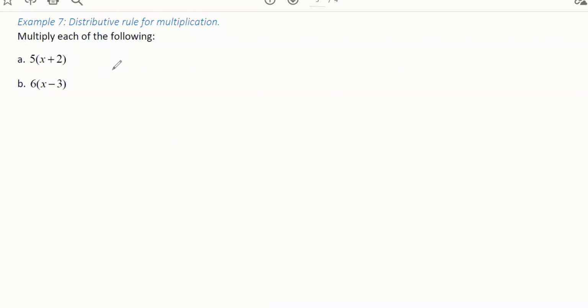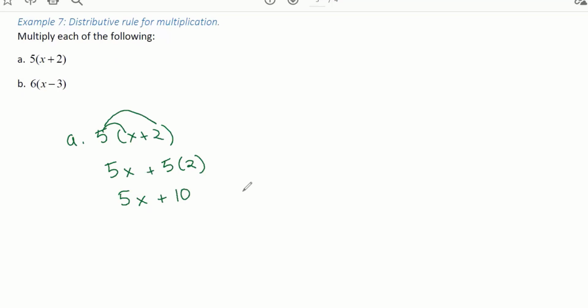Example 7 has us multiply using the distributive rule. So in A, we have 5 times x plus 2. The distributive rule is saying 5 is being multiplied by the entire thing, so we need to multiply both parts. 5 times x plus 5 times 2, which is 5x plus 10.